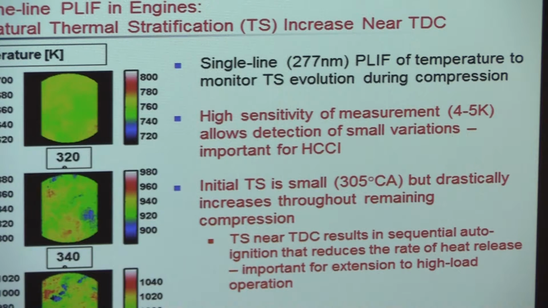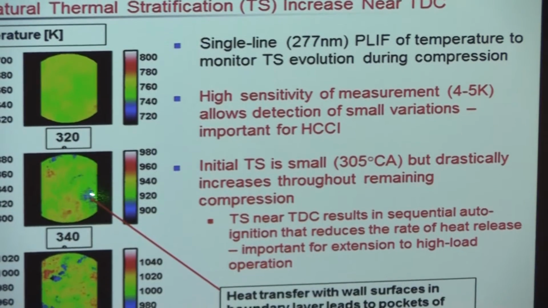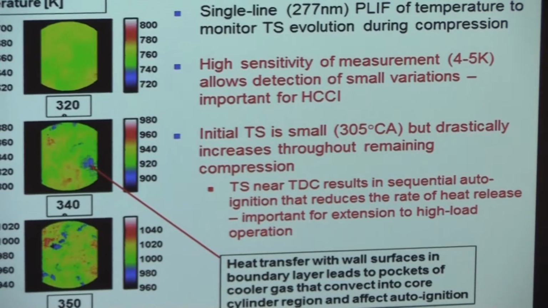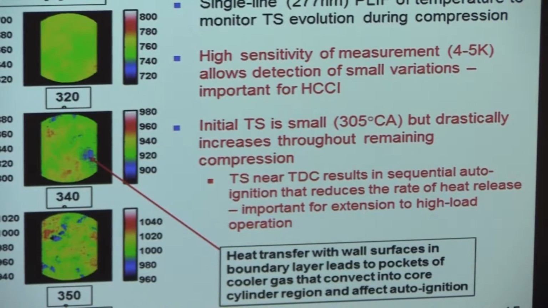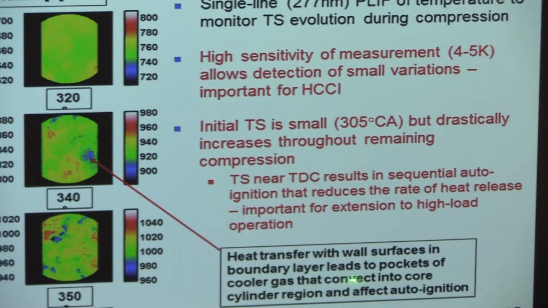So in ACCI, the idea is that it will ignite where it's the hottest, and you would like it to either be completely homogeneous or you actually want it to be stratified so that the combustion wave will progress. So temperature is everything. Okay. Somebody asked me about heat transfer. He claimed that the heat transfer to wall surfaces was responsible for this cold spot, and that the irregular heat transfer of the surfaces would lead to pockets of cooler gas that would convect into the core and affect autoignition. So heat transfer affects the temperature, which affects the ignition that they're interested in.